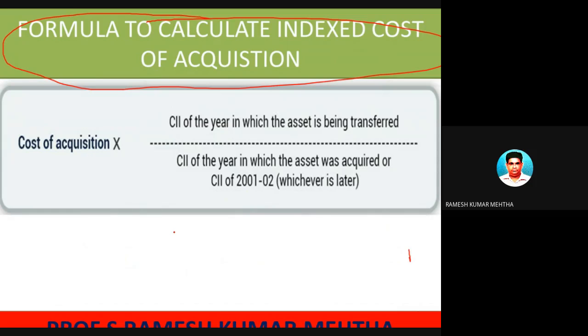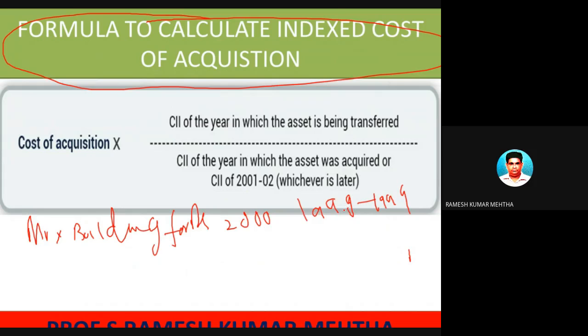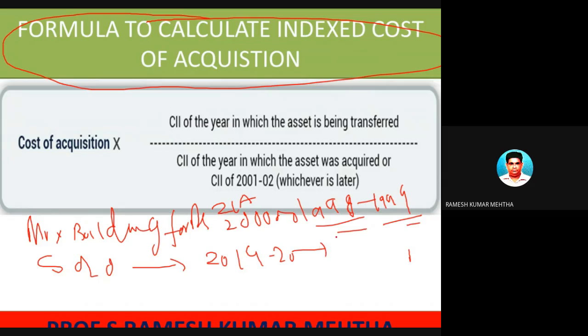Okay, so let's start. For example, Mr. X has purchased a building for rupees 2 lakhs in 1998-99, and sold it in 2019-20 for rupees 25 lakhs.